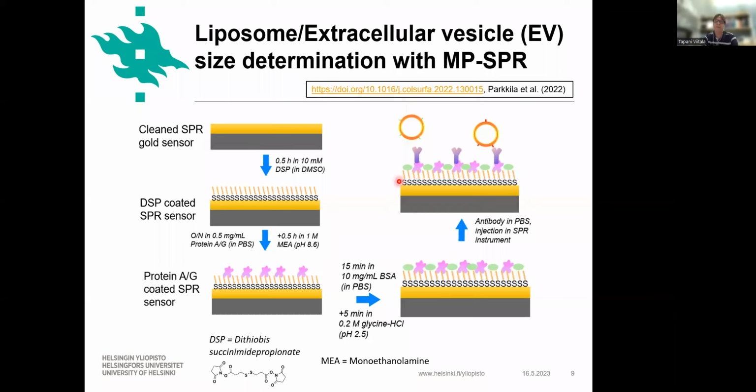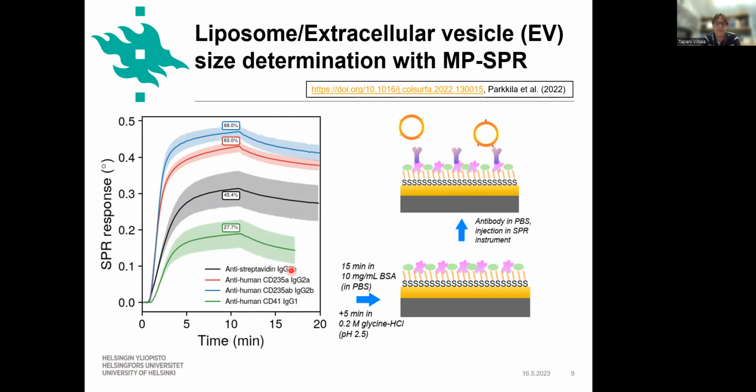We then showed that we could use different kinds of antibodies against different kinds of EVs, for example platelet EVs, red blood cell EVs, or anti-streptavidin with this surface. So we can see very nice immobilization of these antibodies, and we can use this for capturing particles on the surface.